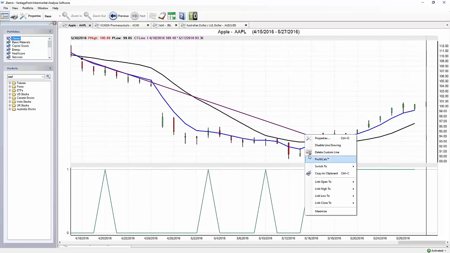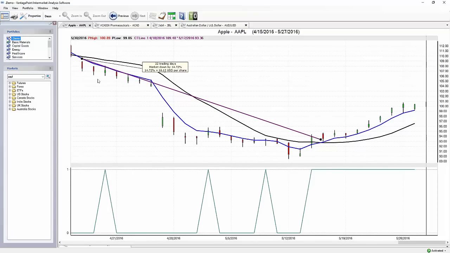So in this example, you see, since the point where the blue line crosses below the black line, the market is down about 15% or $16, almost $17 per share. So that is absolutely huge.